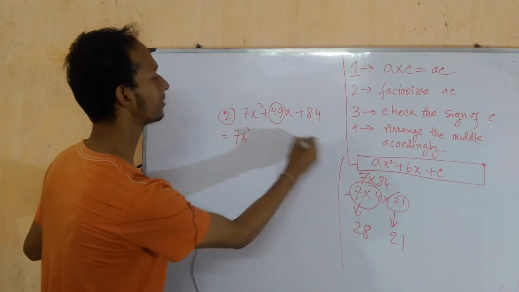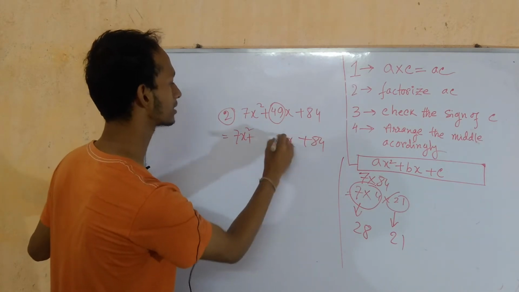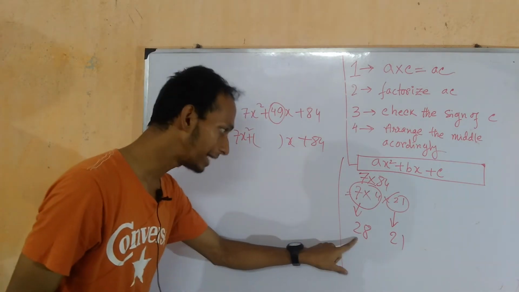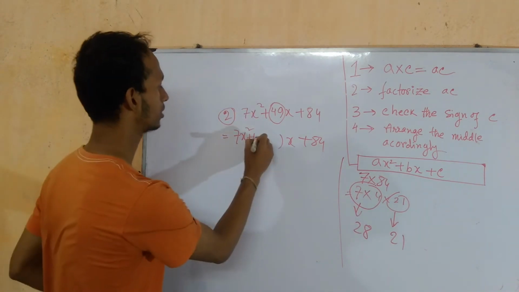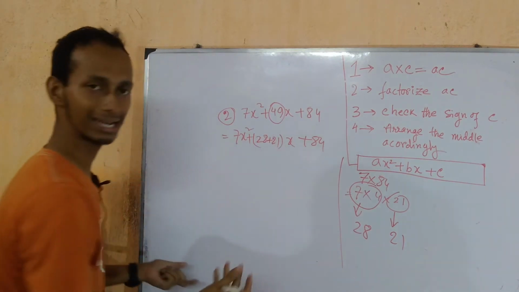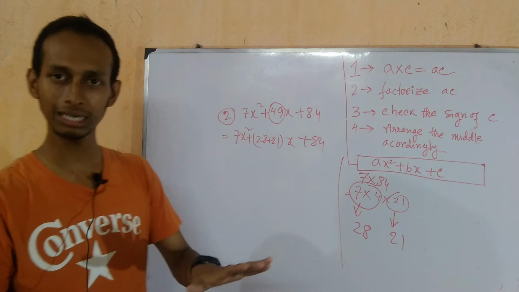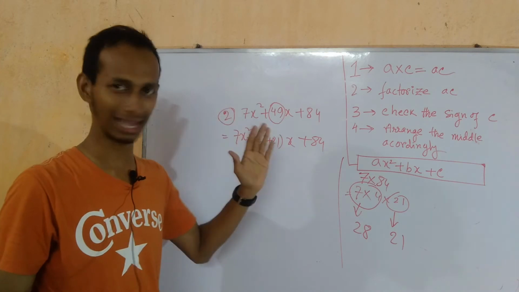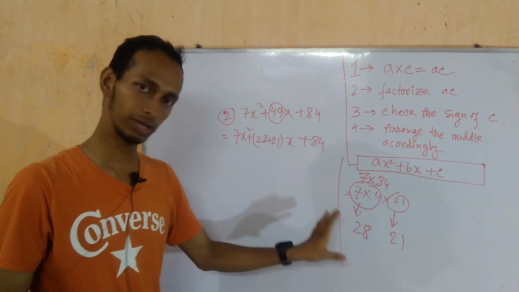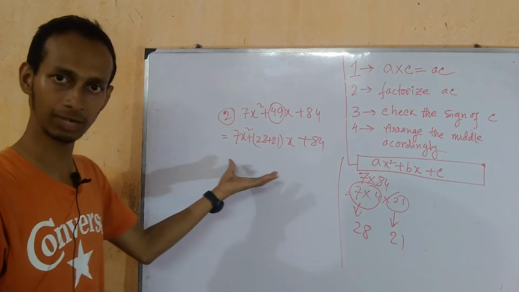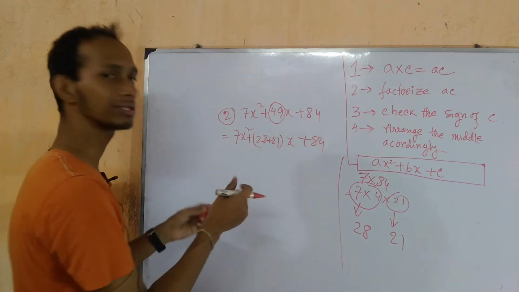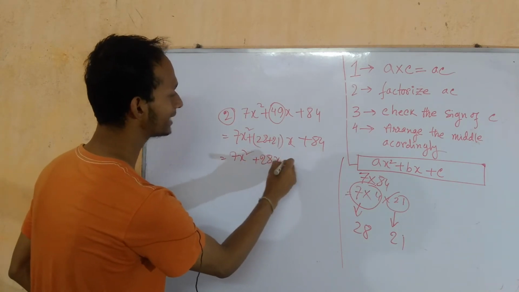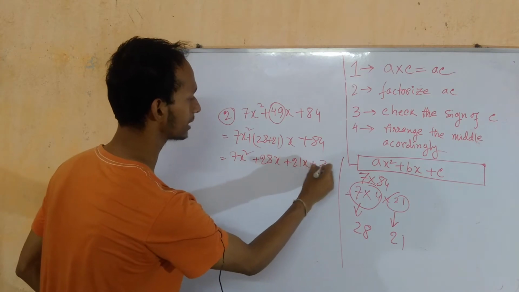Every term will be the same. Every plus, every x, everything will be the same. Just in the place of 49, what will we write? This 28 added with 21. Then it is very easy. Just see, in this middle term factorization, the only part is that after producting these two terms, that means a cross with c, when you get those two numbers that you have arranged, after that it's nothing. The sum is very easy then. Then what you have to do? It will be 28x plus 21x plus 84.